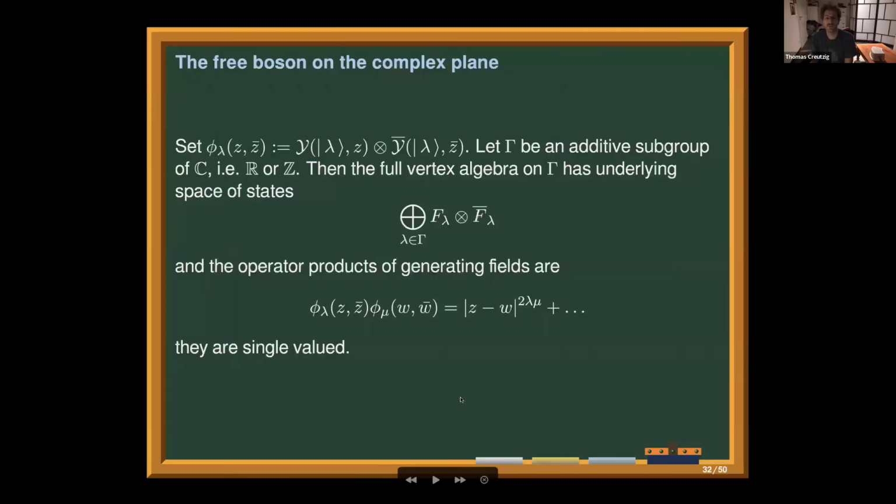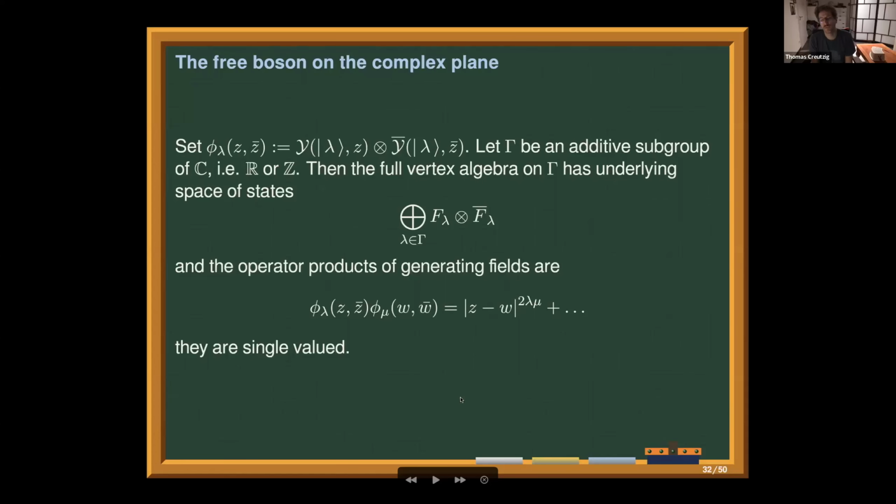Okay, and now we don't want the clumsy notation, the field corresponding to the vector lambda and z times the field corresponding to the vector lambda bar and the z bar. So we just call it the field phi with a label z, lambda of z and z bar. Okay. And now the genus zero conformal field theory has as a space of states the direct sum of Fock modules F lambda times F bar lambda, so the chiral Fock module times the antichiral Fock module, and the sum is over any additive subgroup of the complex numbers.